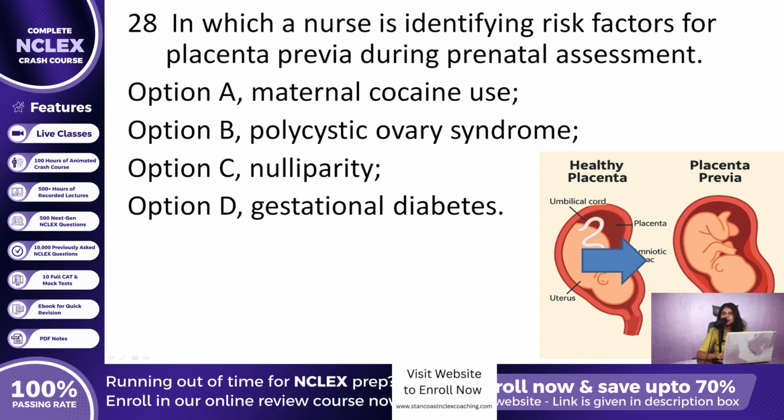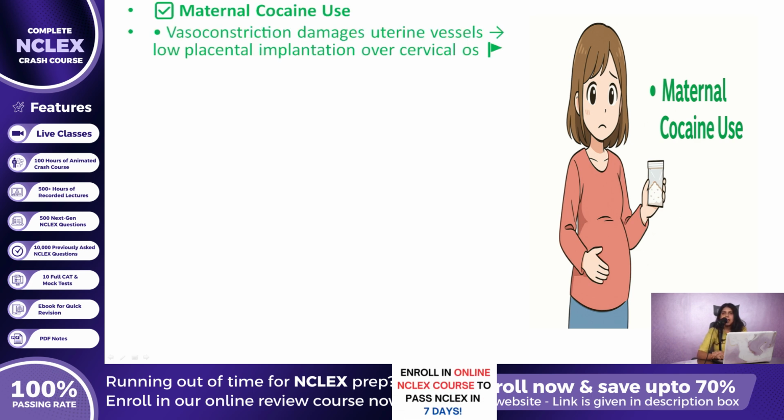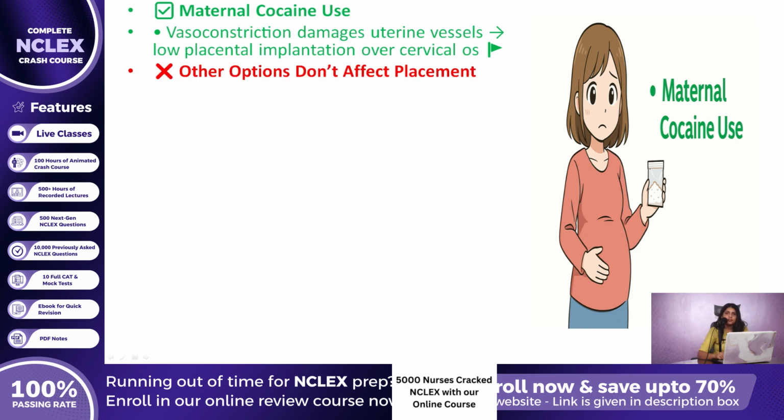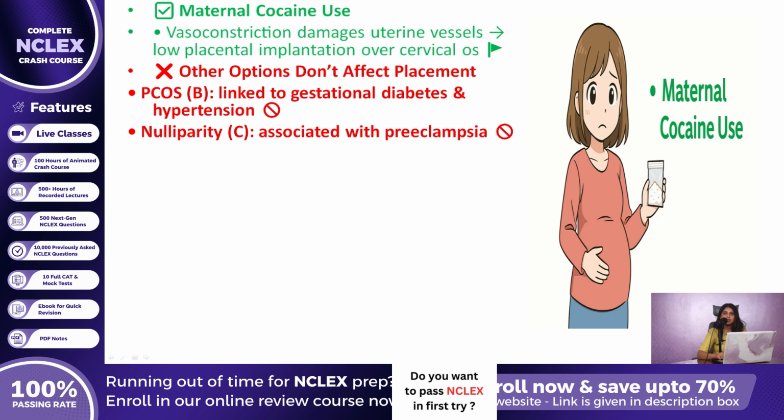The correct answer is option A, maternal cocaine use. Cocaine's vasoconstrictive effects damage uterine blood vessels and increase the likelihood of low placental implantation over the cervical OS. Polycystic ovary syndrome, option B, is linked to gestational diabetes and hypertension but not placental placement. Nulliparity, option C, is more associated with preeclampsia.